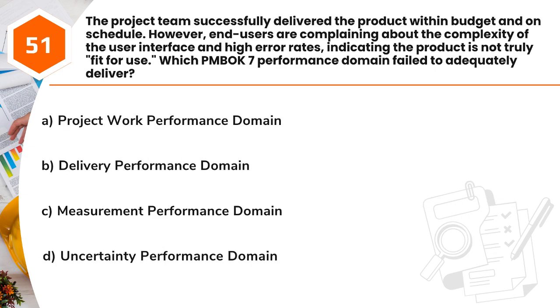Question 51. The project team successfully delivered the product within budget and on schedule. However, end users are complaining about the complexity of the user interface and high error rates, indicating the product is not truly fit for use. Which PMBOK 7 performance domain failed to adequately deliver? A. Project work performance domain. B. Delivery performance domain. C. Measurement performance domain. D. Uncertainty performance domain.